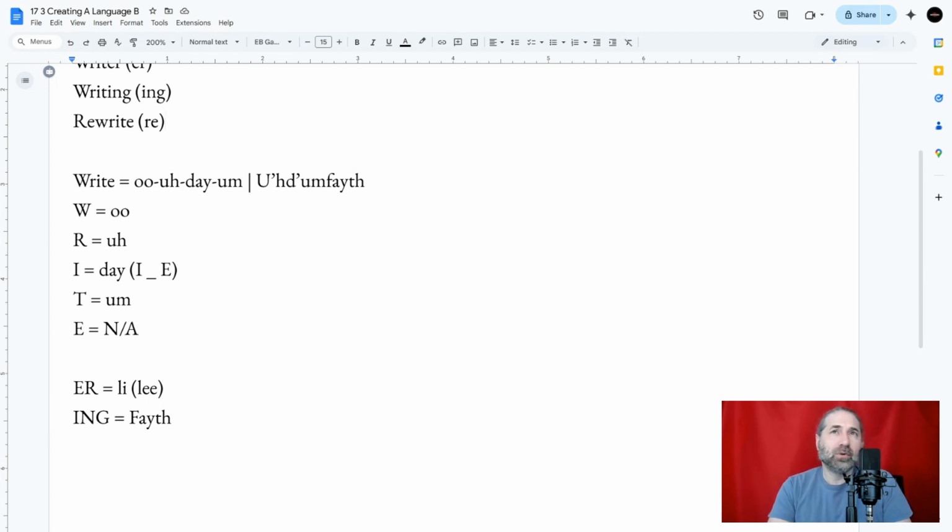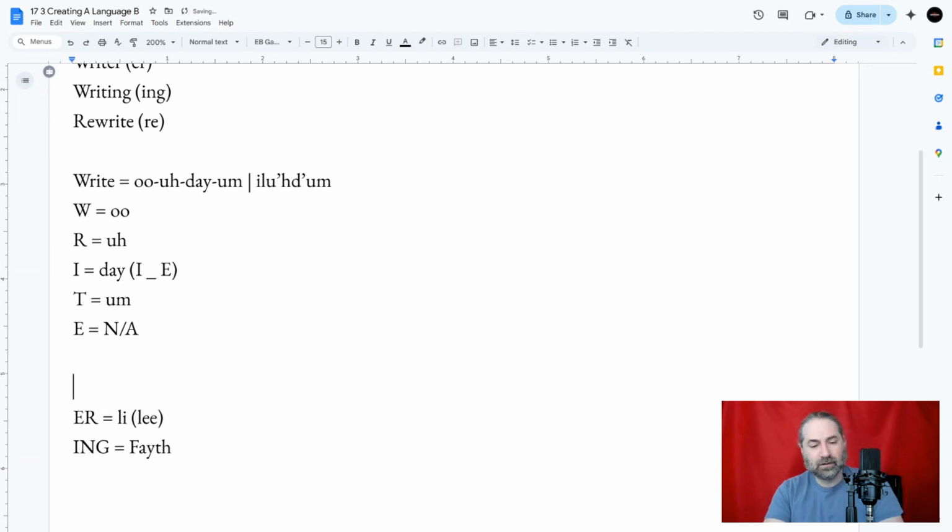And of course, you could do that with re. So let's say re is just ill. So it'd be il ua deum. So re equals, we just reverse it. So it's li, and this is ill, right? So il ua deum, and that means rewrite.